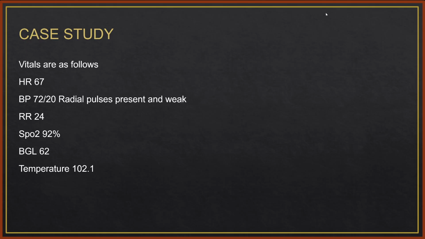So now, as we start to go into the vital signs, the heart rate is 67. Blood pressure is 72/20 with radial pulses present, but they're weak. Respirations are 24. SpO2 is 92%. BG is 62, and temperature is 102.1. What are our thoughts on this patient after we get a set of vital signs? I know the shock index there, but is there any kind of fever that has a relative bradycardia?